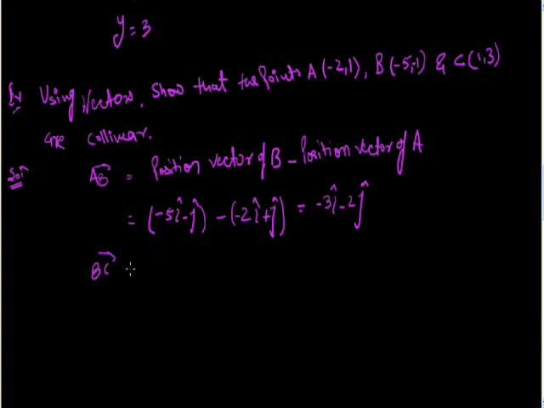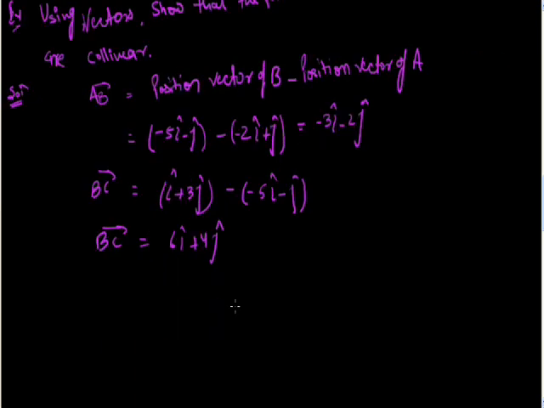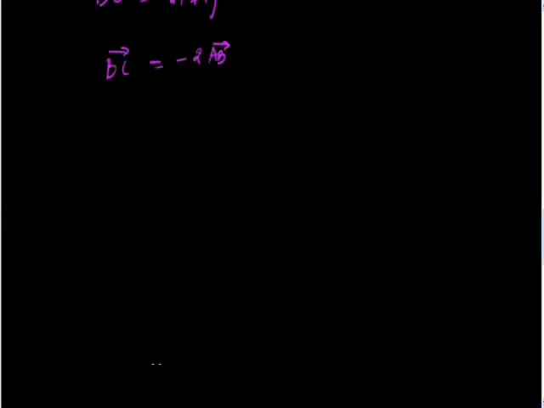Similarly, now find the BC vector. The BC vector is i cap plus 3 j cap minus (minus 5 i cap minus j cap), so the BC vector equals 6 i cap plus 4 j cap. If we compare both the AB vector and the BC vector, we get that the BC vector is minus 2 times the AB vector. So the AB vector and BC vector are parallel vectors. Now B is the common point of the AB vector and the BC vector. Now let's take the next example.